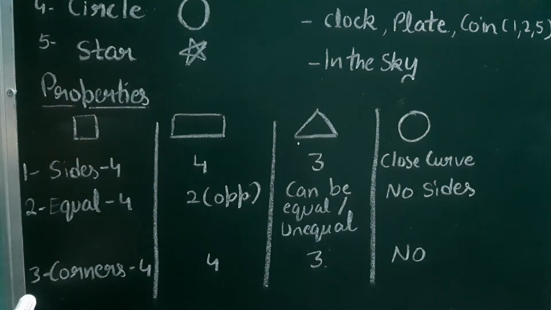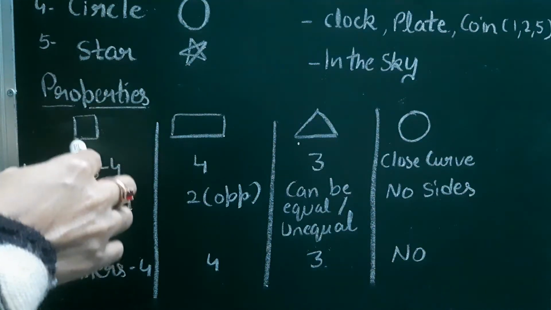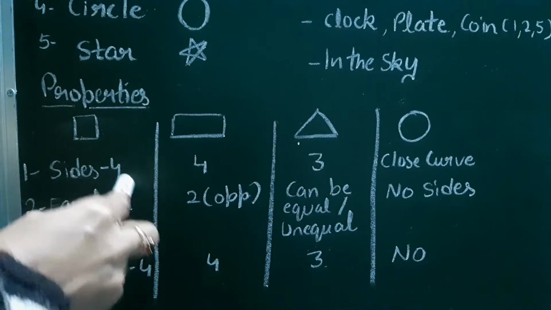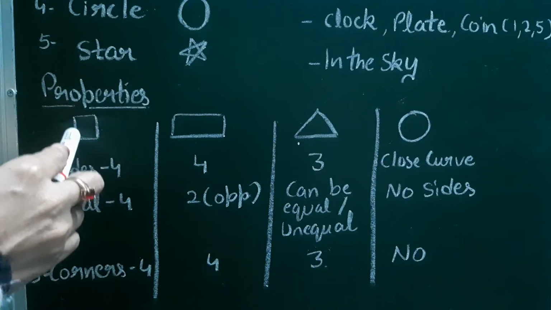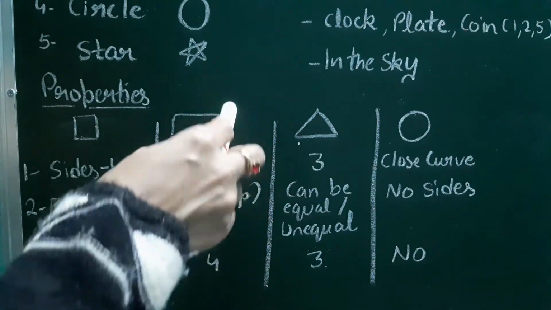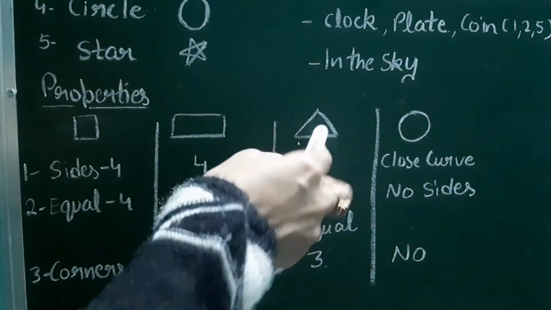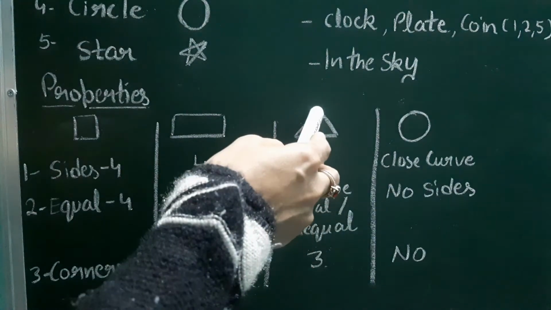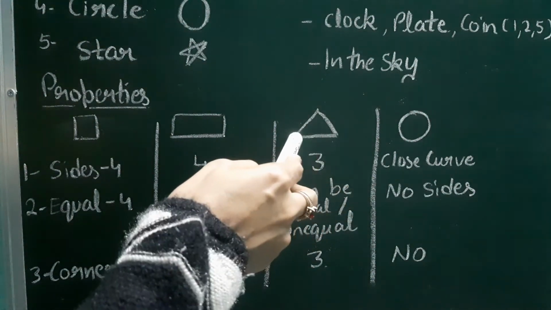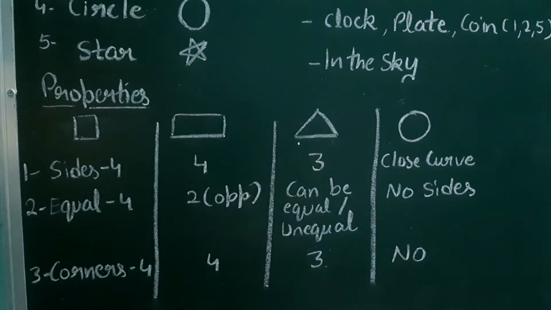After that comes corners. Remember this, in a square there are 4 sides, means 4 corners: 1, 2, 3, 4. In a rectangle 4 sides means it has 4 corners: 1, 2, 3, 4. And in a triangle there are 3 sides, it means 3 corners: 1, 2 and 3. Then comes the circle. In a circle no sides, no equality, means no corners as well. Clear?